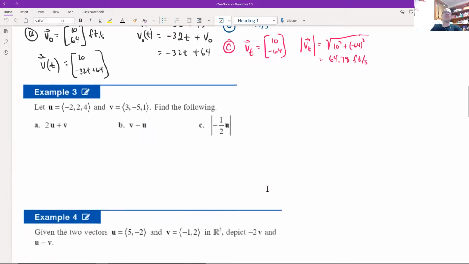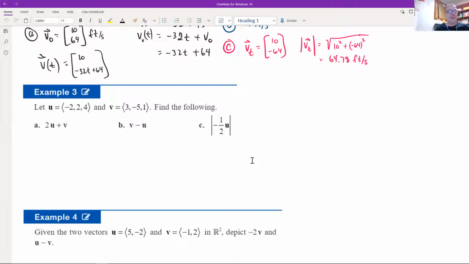All right, moving on to example 3. Here we've got 2 vectors, and we are going to combine these 2 vectors in a linear fashion. The first one, we're just scalar multiplying u times 2, and then adding it to v. There we'll subtract, and here we're going to scale u. So this is maybe a little bit boring. You might want to pause this and just do it yourself real quick and then check up on the answers. I'm going to go ahead and just do them right now.